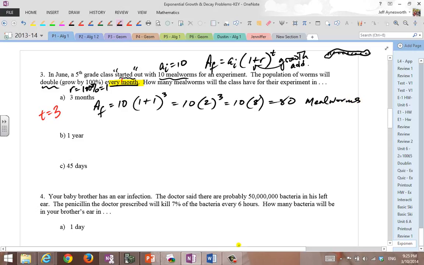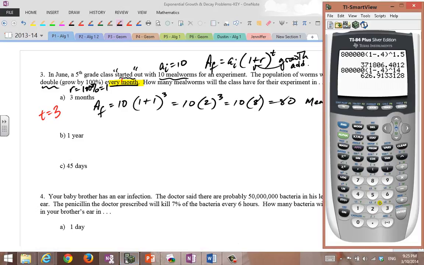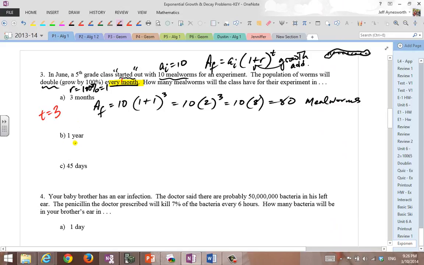Now, if you didn't want to use your head, you could use a calculator, I suppose. Let's clear this out. 10 times 2 to the third power. Well, voila, you get 80, right? So I try to use my head as much as possible. If you don't like doing that, well, I guess you can use a calculator. Okay. Well, how many mealworms after 1 year?